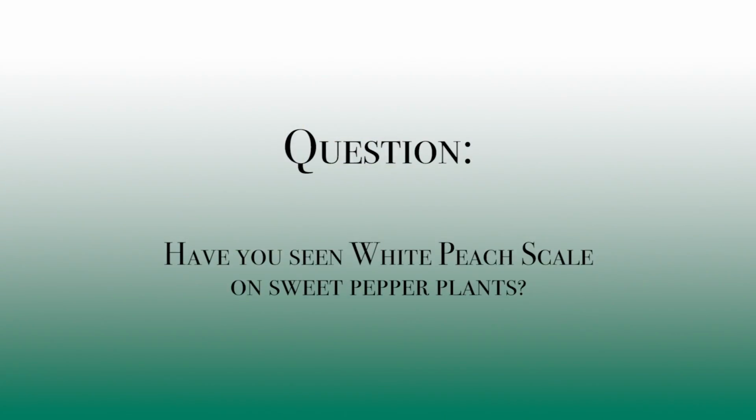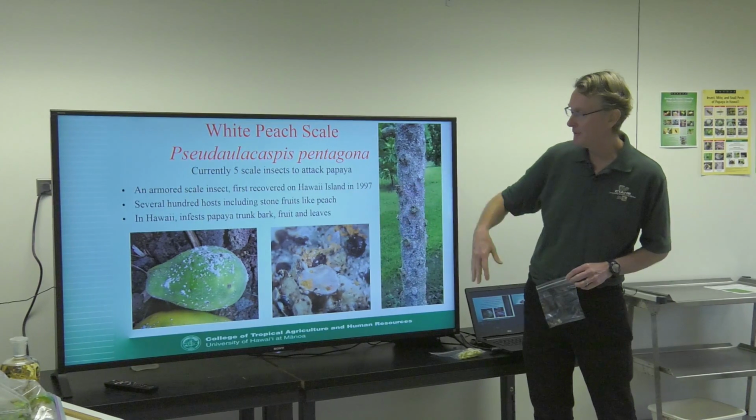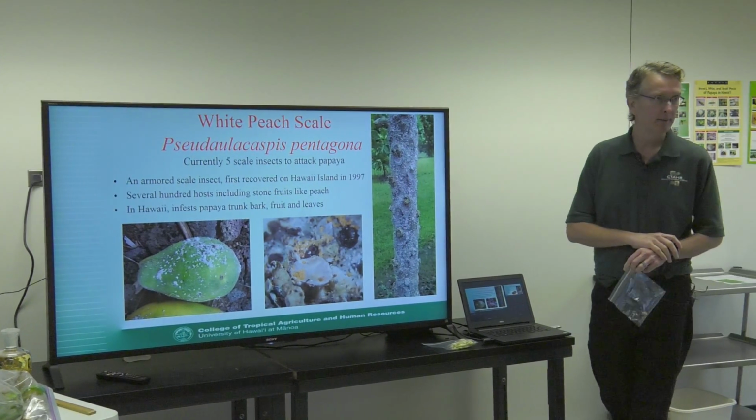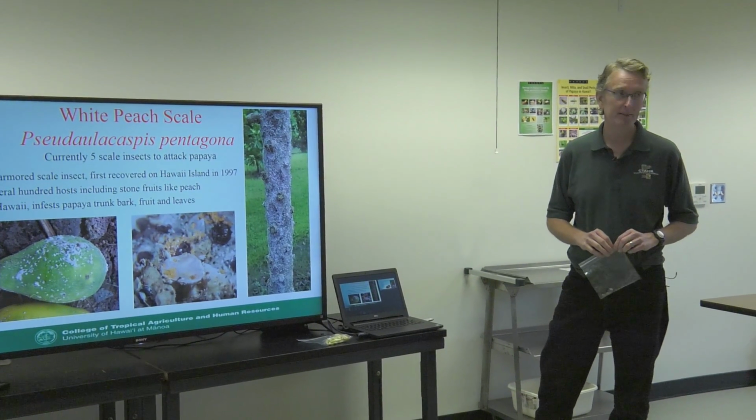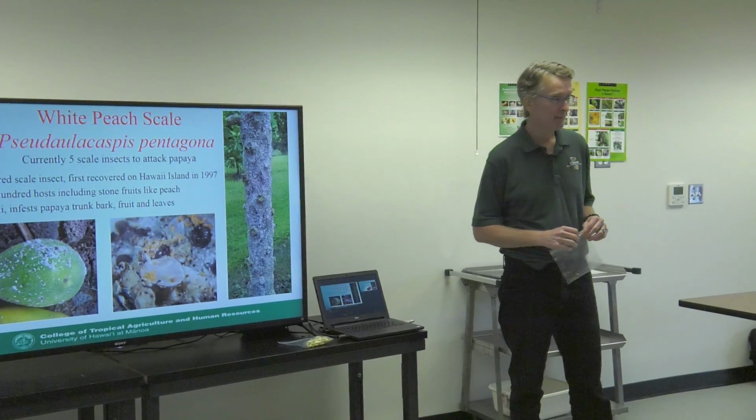Have you seen the peach scale on sweet pepper plants? No. Although you see here several hundred hosts, including stone fruits like peach, we've only really seen this on papaya here. Yeah, there are a number of other scales and whiteflies and things here in Hawaii that get onto peppers. We have it on edible hibiscus too.